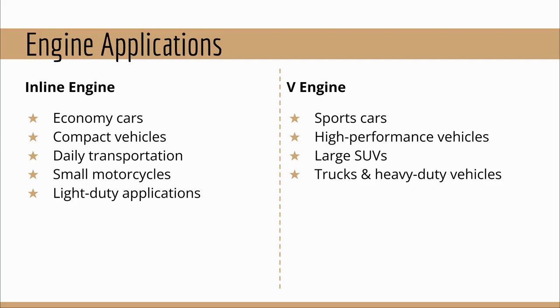And V-type engines are commonly used for sports cars because their higher power limit allows larger acceleration and higher speed. It is very commonly used for high-performance sport vehicles. The engine is designed for higher power rather than fuel efficiency.